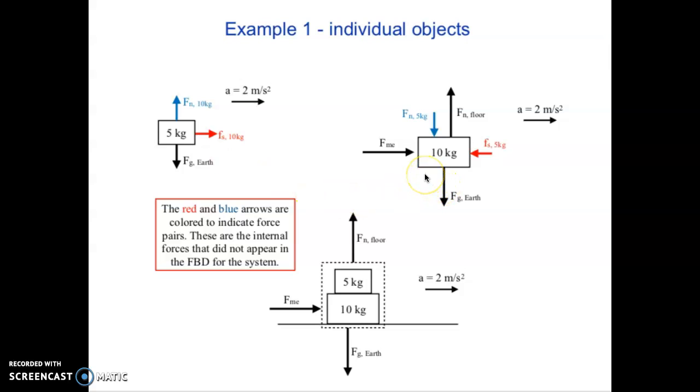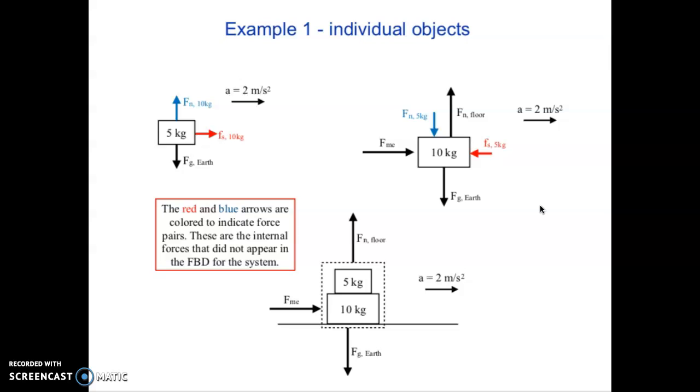Looking at the free body diagram for the 10 kilogram box, downward force of gravity from Earth, upward normal force from the floor, downward normal force from the 5 kilogram box. My pushing force, I am only touching the 10 kilogram box, so this is a force on the 10 kilogram, but not on the 5 kilogram. And then there's a static friction force exerted by the 5 kilogram box pointing to the left.